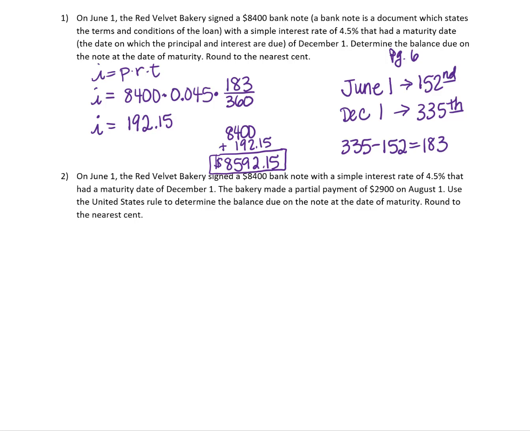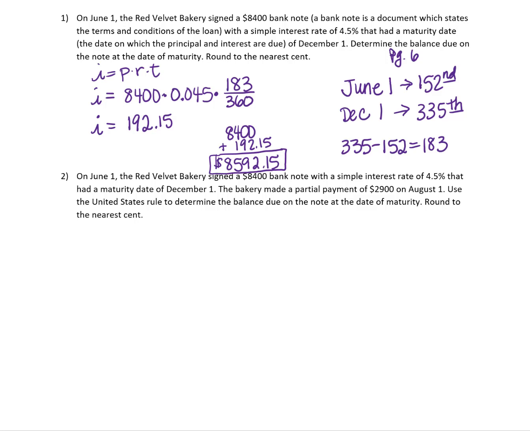For the second problem, on June 1st, the Red Velvet Bakery signed an $8,400 banknote with a simple interest rate of 4.5% that had a maturity date of December 1st. So far it's the same as the first problem. But then the bakery made a partial payment of $2,900 on August 1st. We're going to use the United States rule to determine the balance due on the note at the date of maturity, and we'll round to the nearest cent.